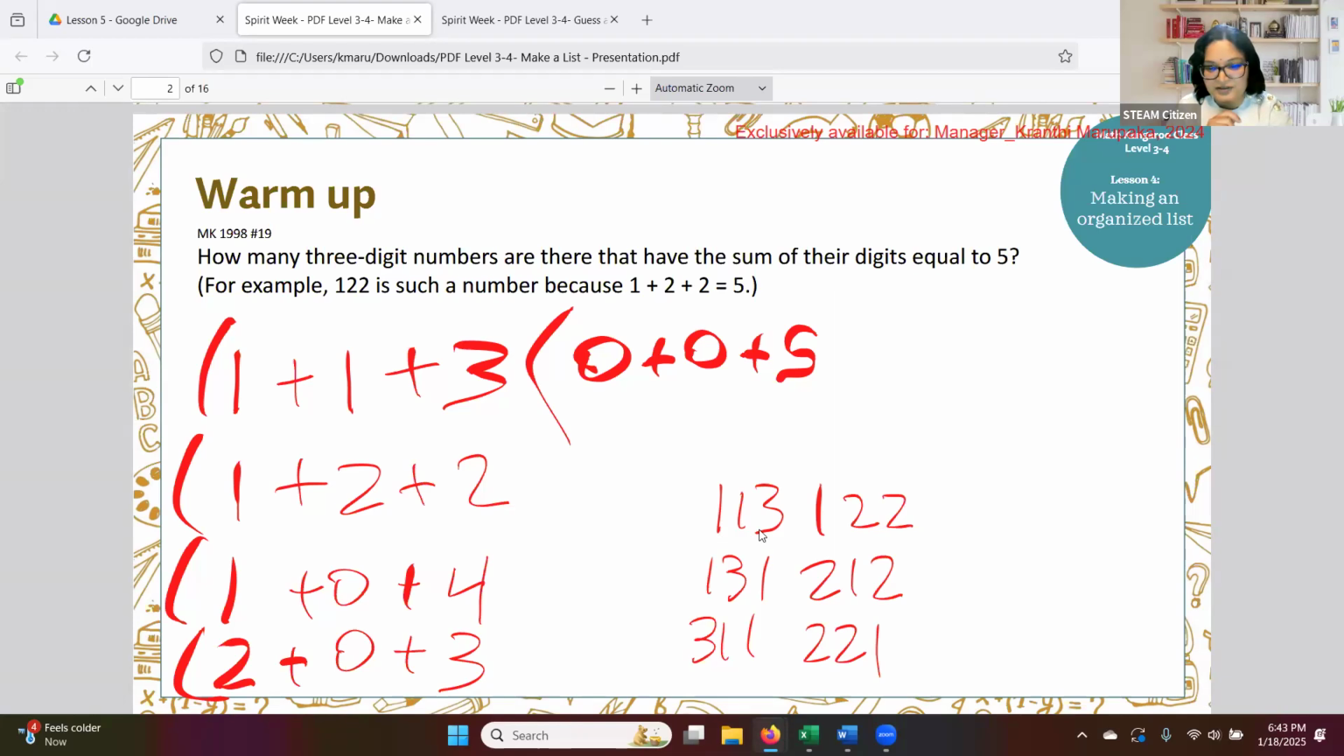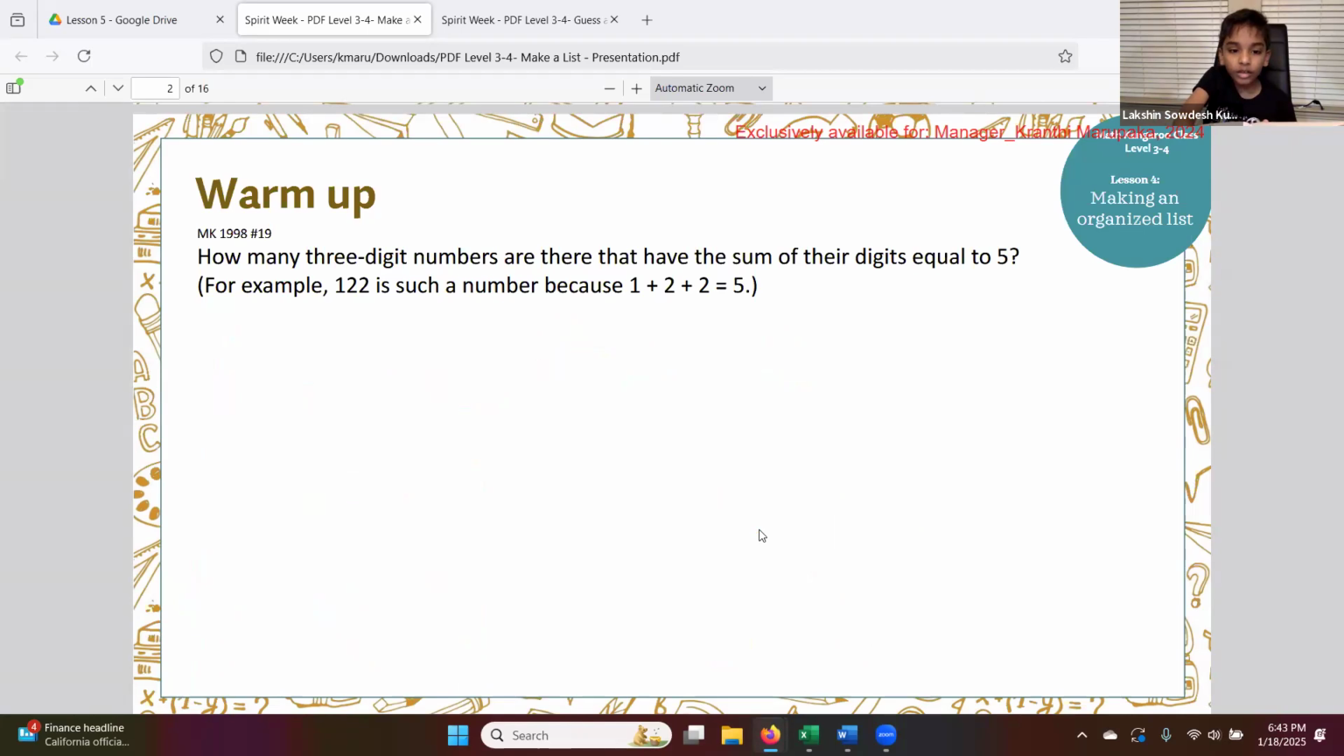Okay. Lakshan, did you have anything else to add? I know you raised your hand earlier. I think I did. First I did all the combinations that add to 5 which is more than 100 and less than 200. Then I did it with 200, that is more than 200 and less than 300, and I kept on going.